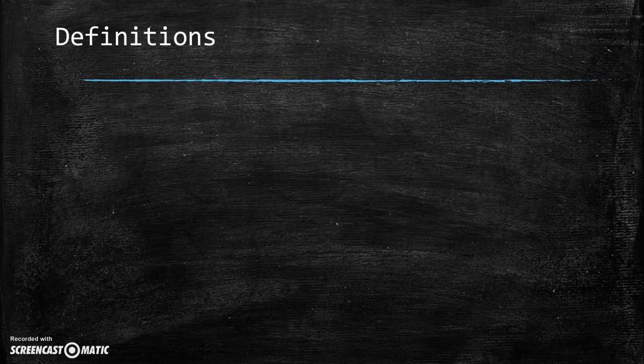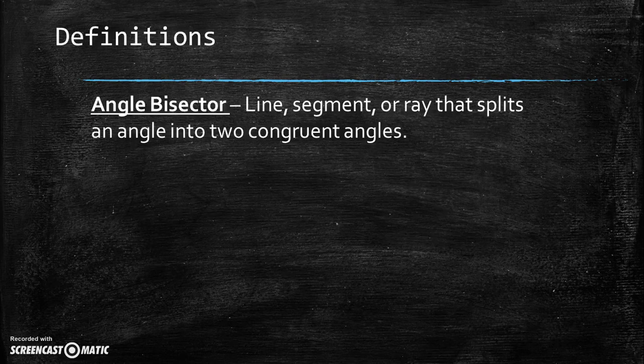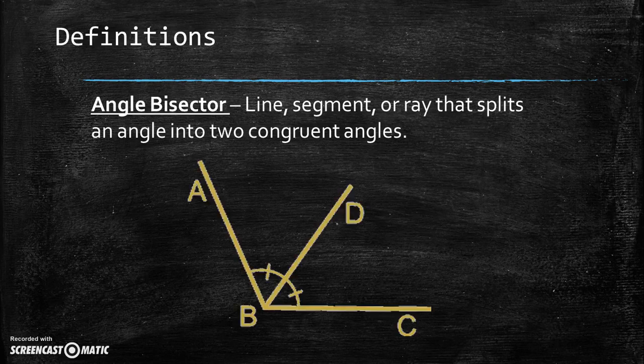Another definition we need to know for this one is an angle bisector. It's a line, segment, or ray that splits an angle into two congruent angles. So here segment DB is bisecting angle ABC, meaning it's creating two congruent angles, angle ABD and angle CBD.